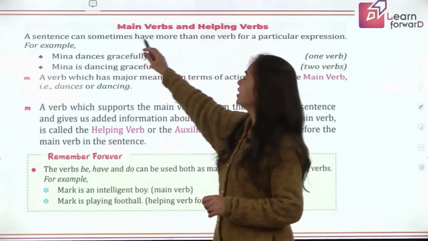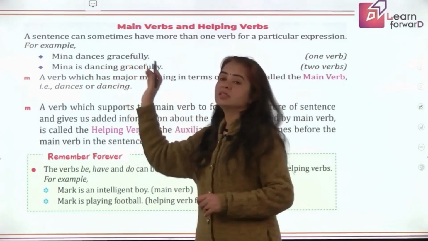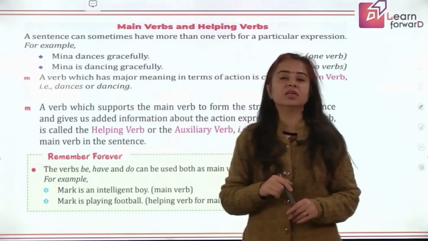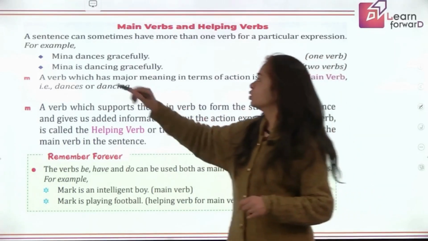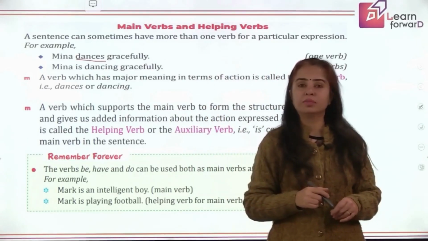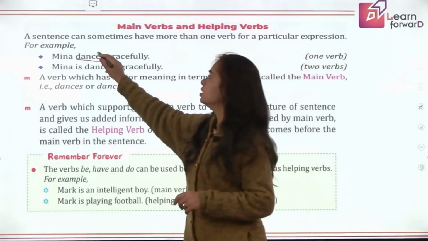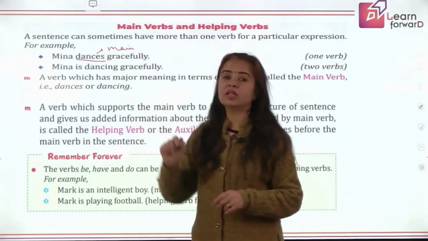So a sentence can sometimes have more than one verb, like Meena dances gracefully. If we look at this sentence, what is the action here? What is the verb here? Yes, good, brilliant. That is dances. And this is the only work being done here. So this is your main verb. This is the main action that is going on.